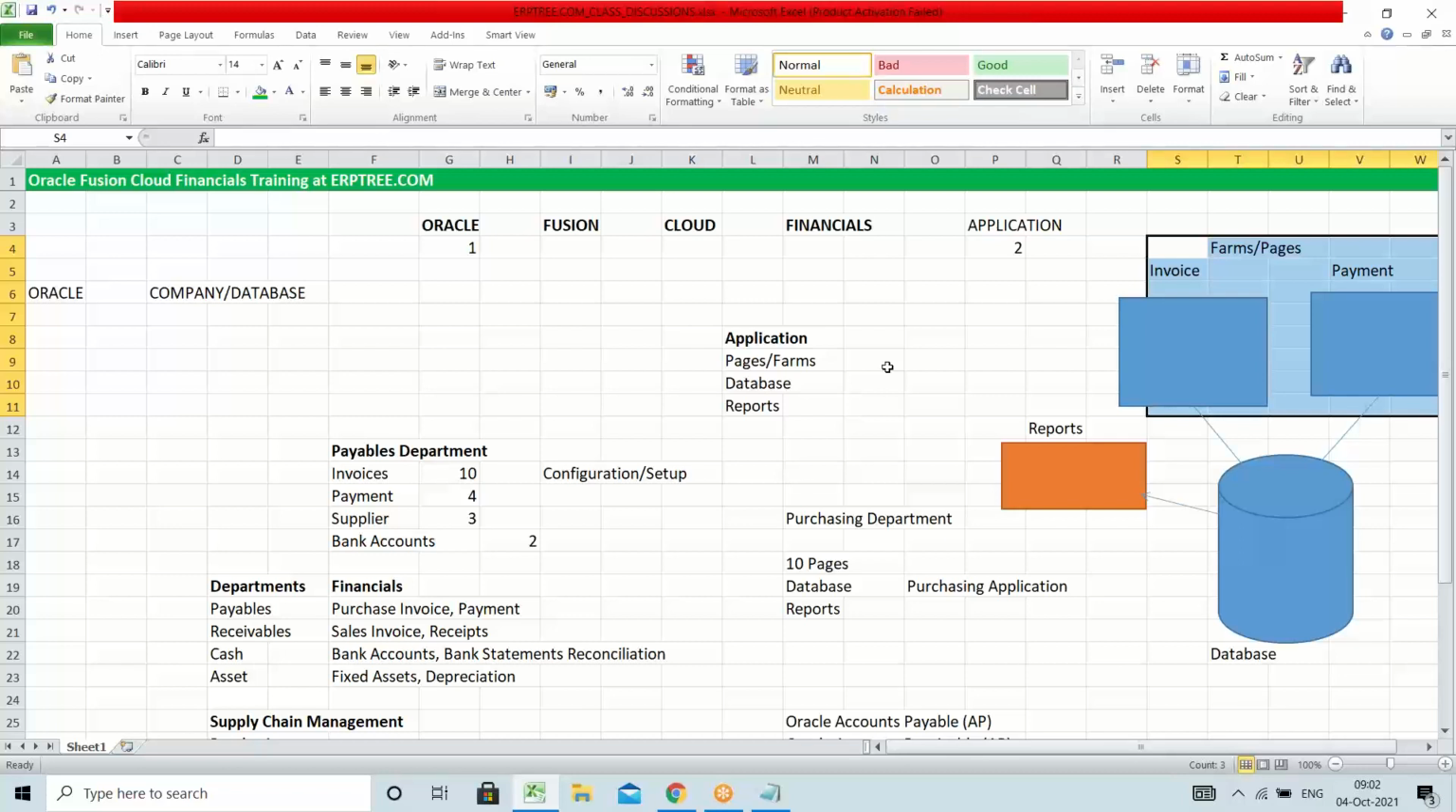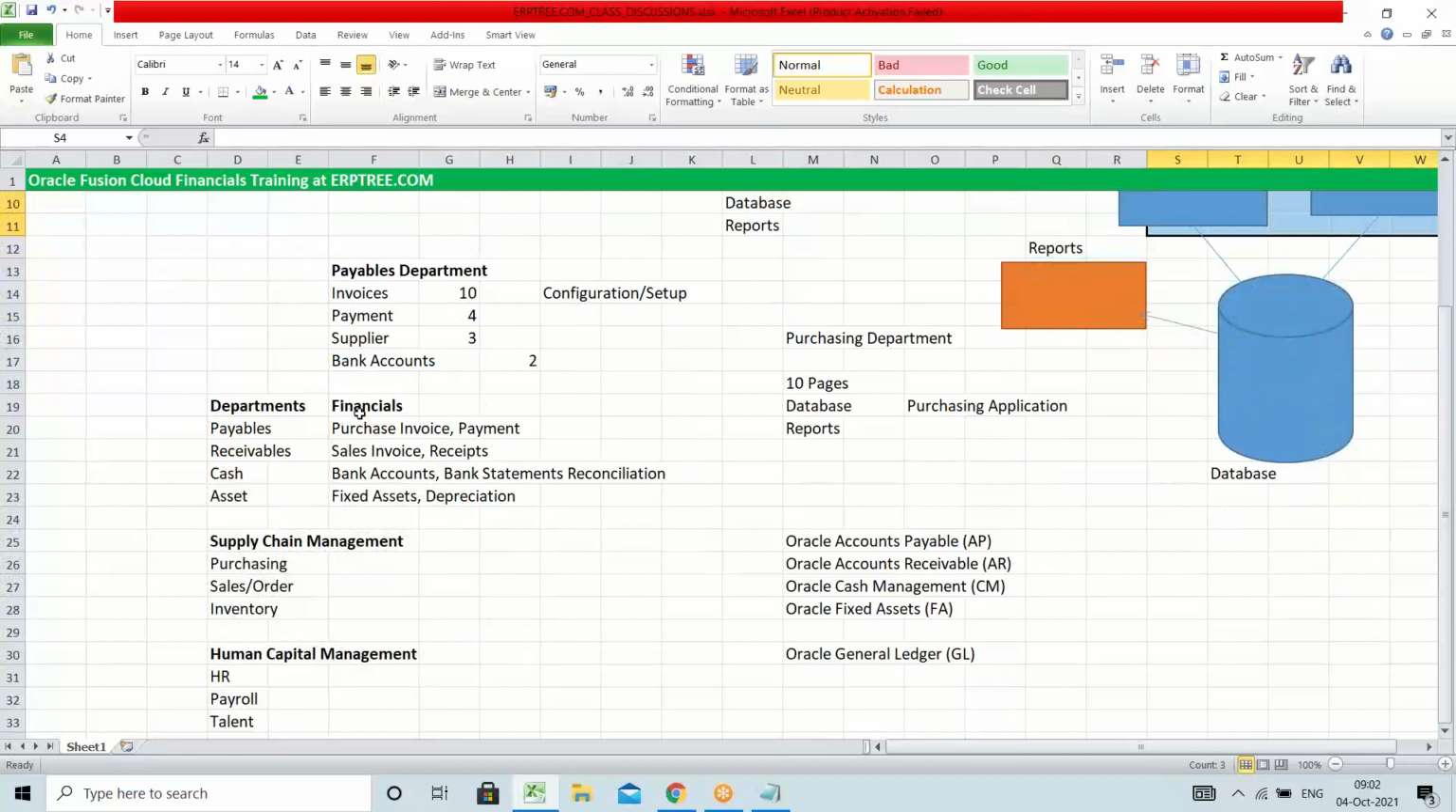Along with this point, you have to remember, along with the pages or forms, we'll have reports and database also as part of the application. A group of pages and forms, reports, database we are calling an application. What does it mean by financials? The set of finance related departments only we are calling financials. As per Oracle, those we call product families. This is the financials applications, these are the supply chain applications, this is the human capital management application. This is what we have to understand.